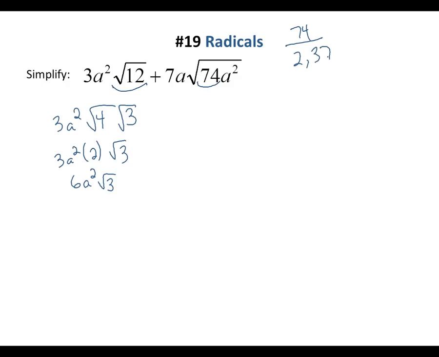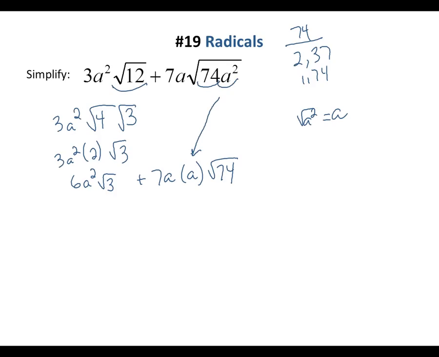19. Another radical one. Okay, we did the square root of 12 already, right? Did we do that one, or was it 20? Yeah, we did that one. So we already know that the factors of 12 that are perfect squares are 4 and 3, and that the square root of 4 is 2. So when we multiply this out, this becomes 6a squared square root of 3. Did I lose anybody there? Square root of 12? No.